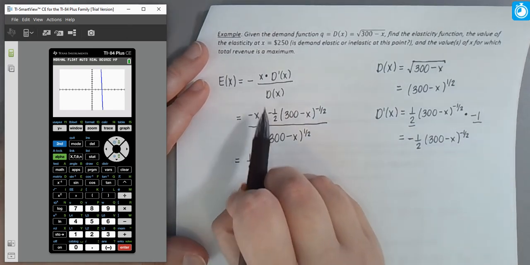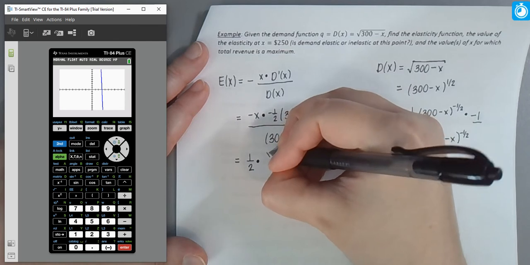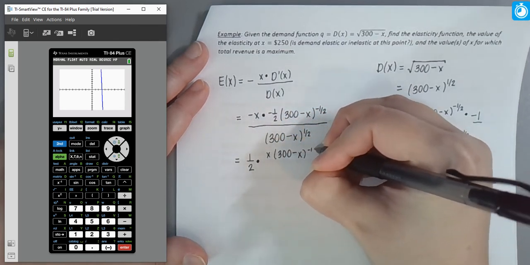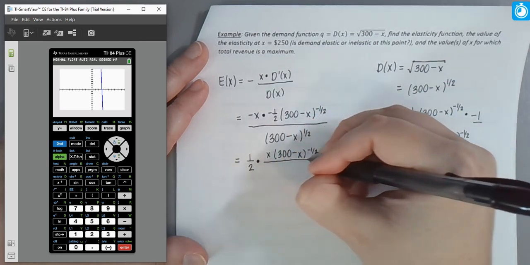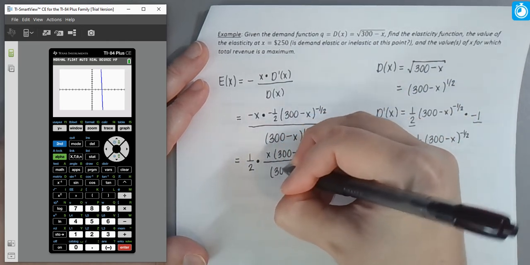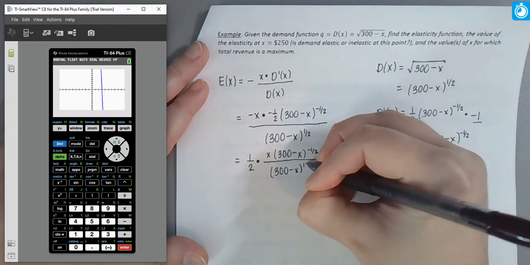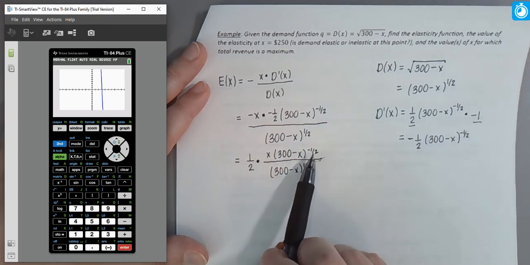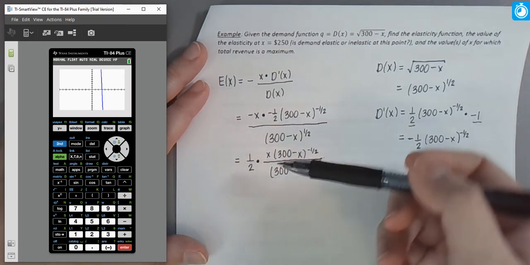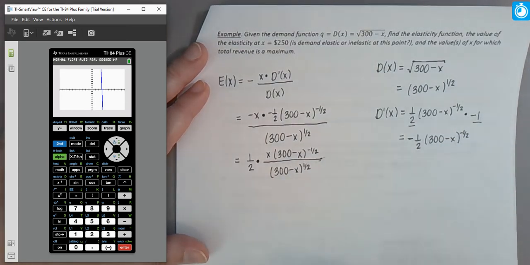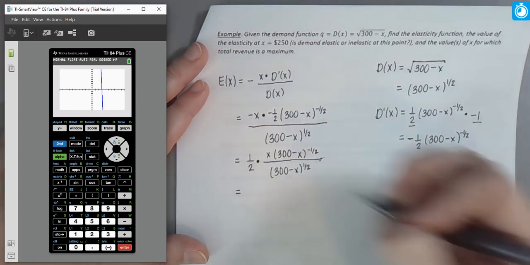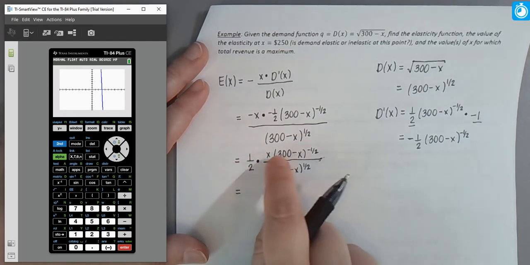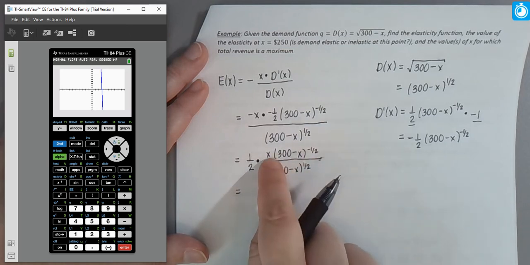So what's left from there? Well, we still have the x in the numerator, and then we have the 300 minus x raised to the negative 1/2, and then all of that is divided by 300 minus x raised to the positive 1/2. Okay, now let's deal with that negative exponent. So we know a negative exponent means we could also just flip it and move it to the denominator, and then the exponent would become positive. Now what's that going to leave us in the numerator? Just an x.